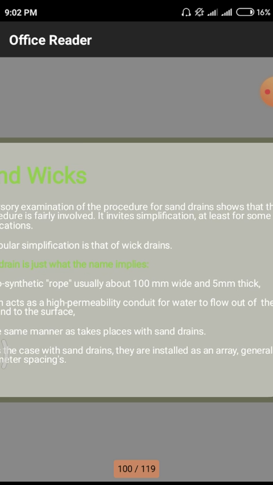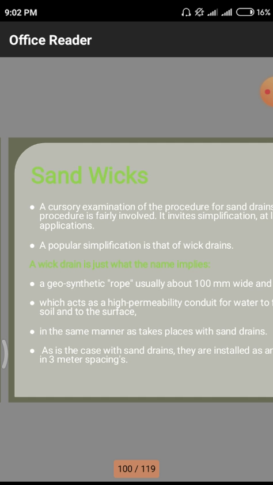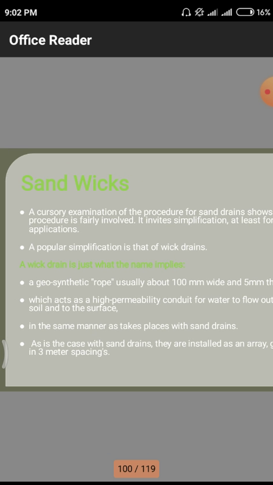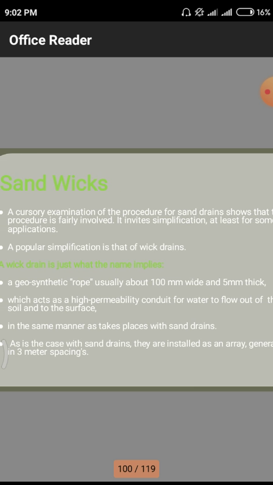First of all, a sand drain is just what the name implies. The sand is draining the water present in the particular soil itself, so the name comes as sand drains. A geosynthetic rope, usually about 100 mm wide and 5 mm thick, is used in this particular sand drain. That rope is interconnecting from one sand drain to another sand drain.